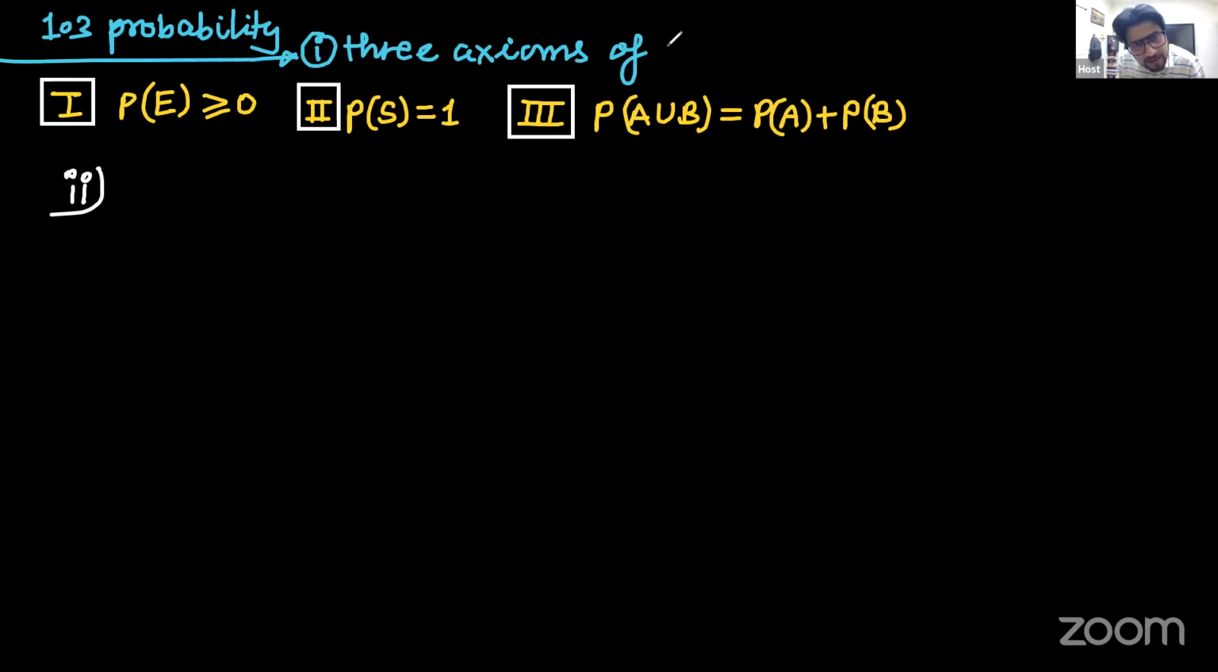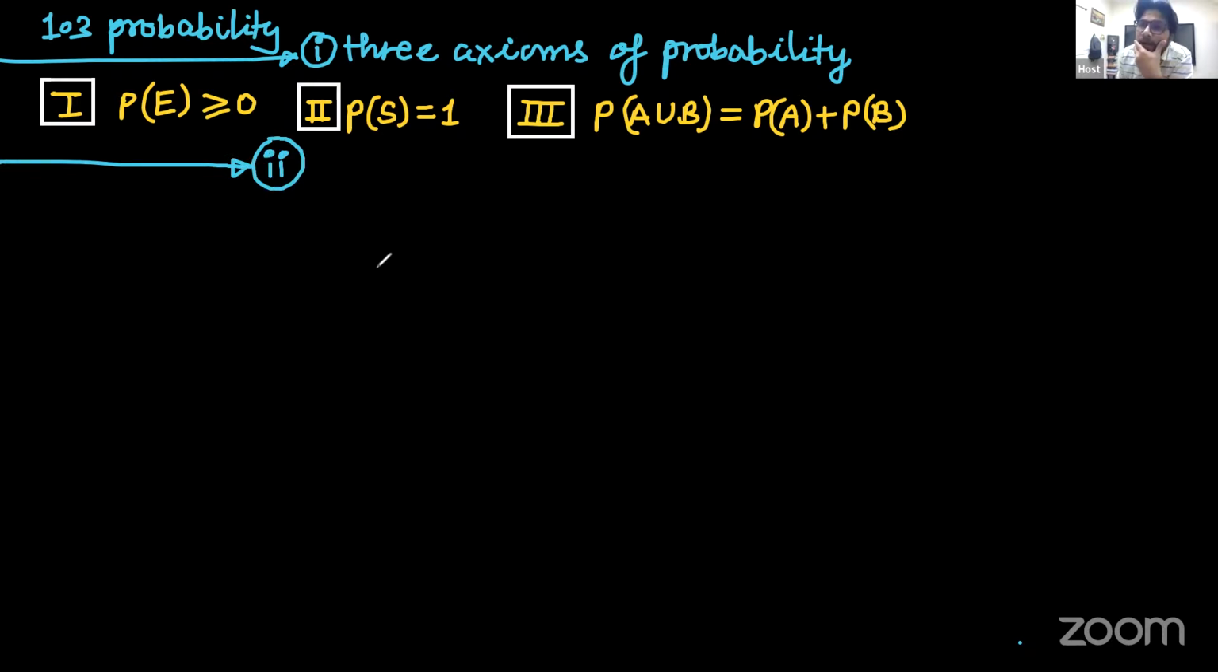One last time I'm telling you, axiom means a common belief, just like the mass of the universe is conserved. Now we go to the first scenario of calculating probabilities, and the first scenario is finite sample spaces.